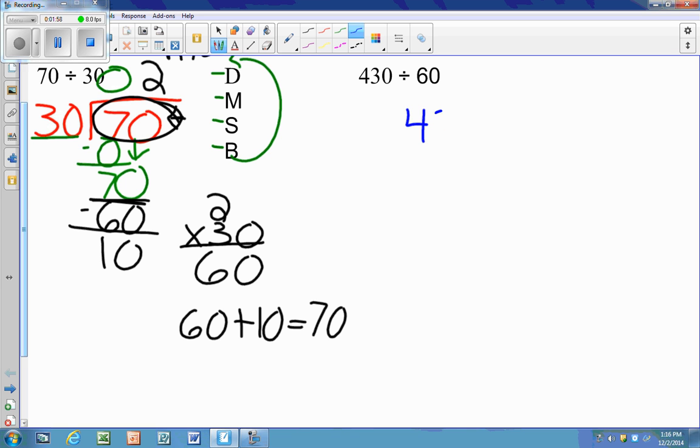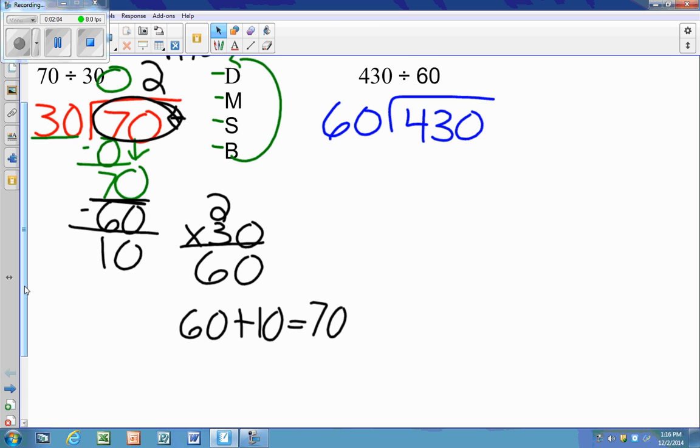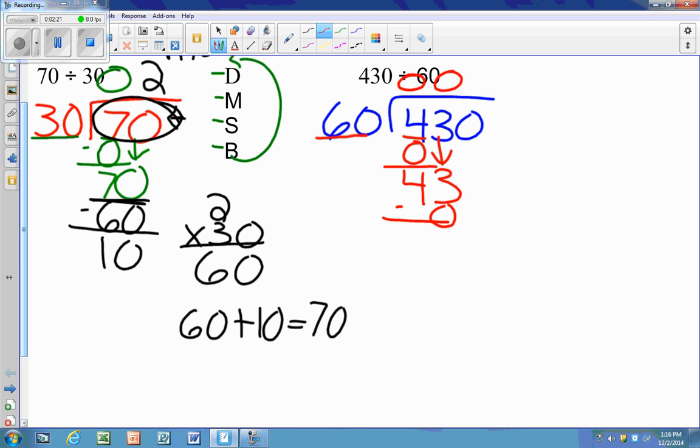430 goes in the house, dividing by 60. So I'm going to ask myself, how many times can 60 go into 4? It can't. So how many times can 60 go into 43? It can't, so it's another 0. And now how many times can 60 go into 430?